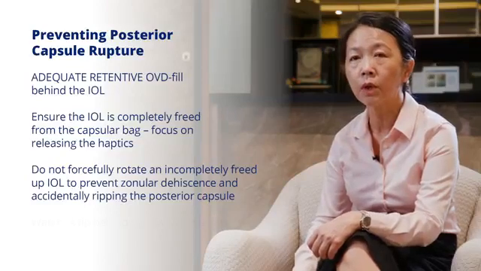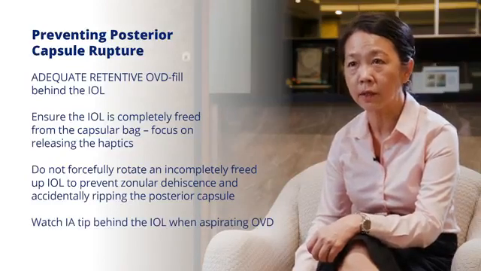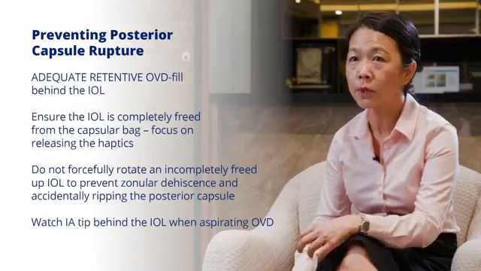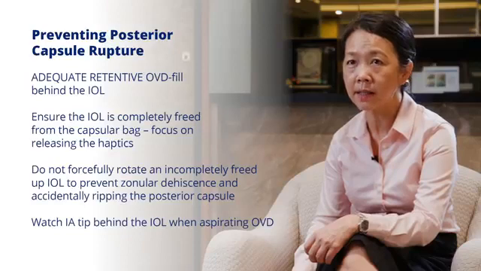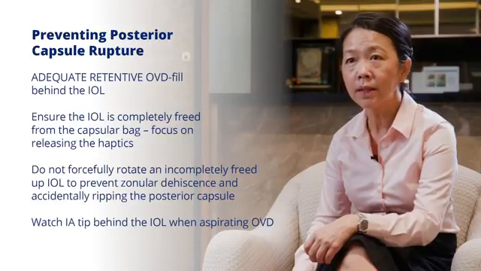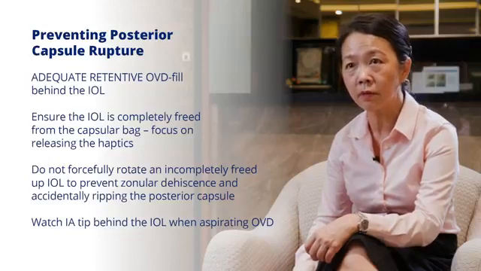Do not forcefully rotate an incompletely freed intraocular lens, to prevent zonular adhesions and accidentally ripping the posterior capsule. Watch the irrigation aspiration tip behind the intraocular lens when aspirating the viscoelastic, because the posterior capsule does not behave exactly the same way as it does following cataract removal. This tends to be a little less distensible and stiff because of fibrosis.